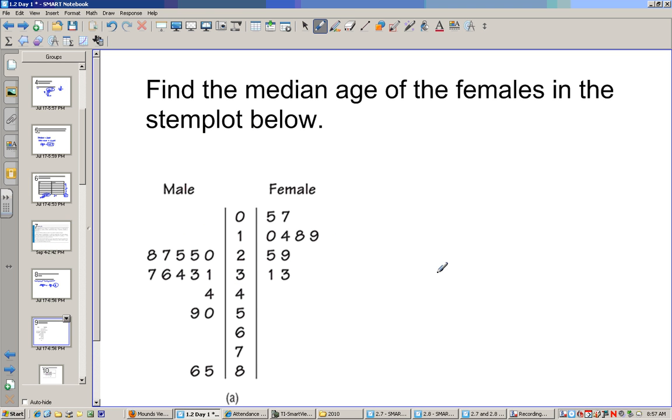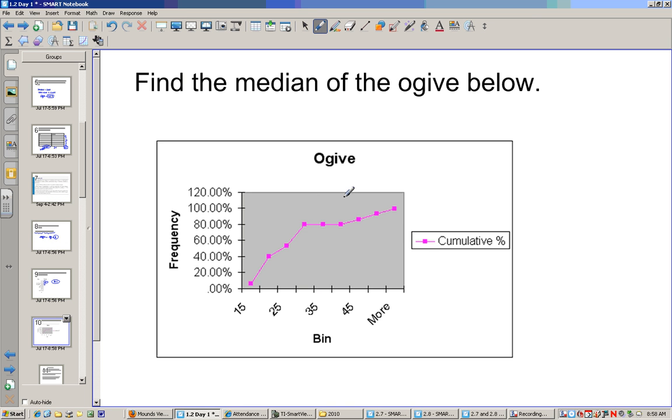If I want to find the median age of females, here I can cross out the first and the last of each of the groups, and it's somewhere between 18 and 19, so 18.5. If I want to find it on an ogive, the 50th percentile is where the median is. So if I go to the 50th percentile and then go down, it looks like about 26 would be the median in this situation.